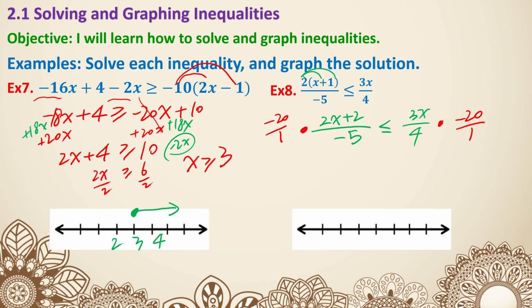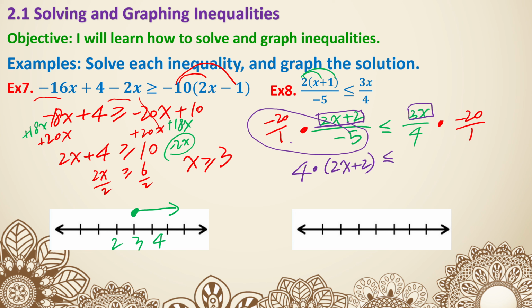Then I am going to ignore the numerator because again, the reason we multiply by negative 20 is to get rid of the denominator. So that means I'm not touching anything in the numerator. I am just getting rid of the denominator. So negative 20 over negative 5 is going to give us a 4. Doesn't change anything about the numerator, so we still keep the 2x plus 2.